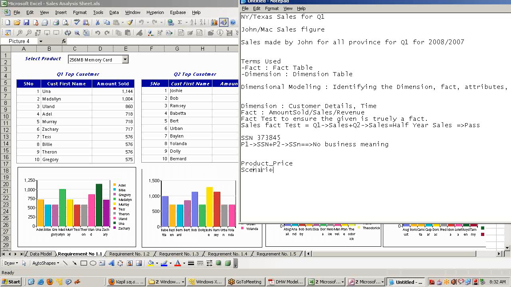Scenario 1, we need to find the product price growth chart. How the product price has been growing for the last 6 months, we need to plot a chart on this. So every month we want to find how the product price has been increasing. What was the price in January? What was the price in February? So this is one scenario.